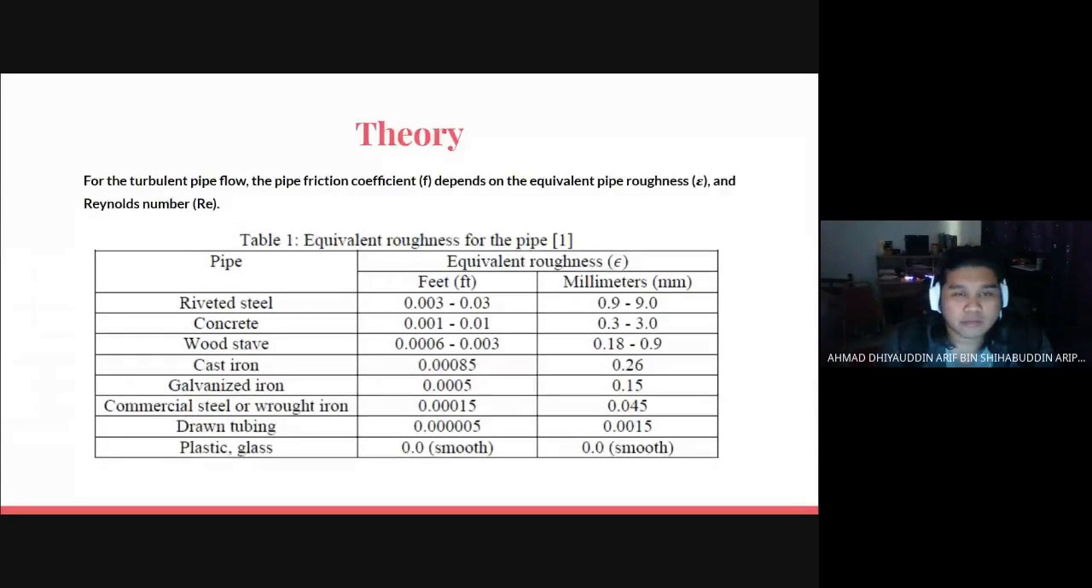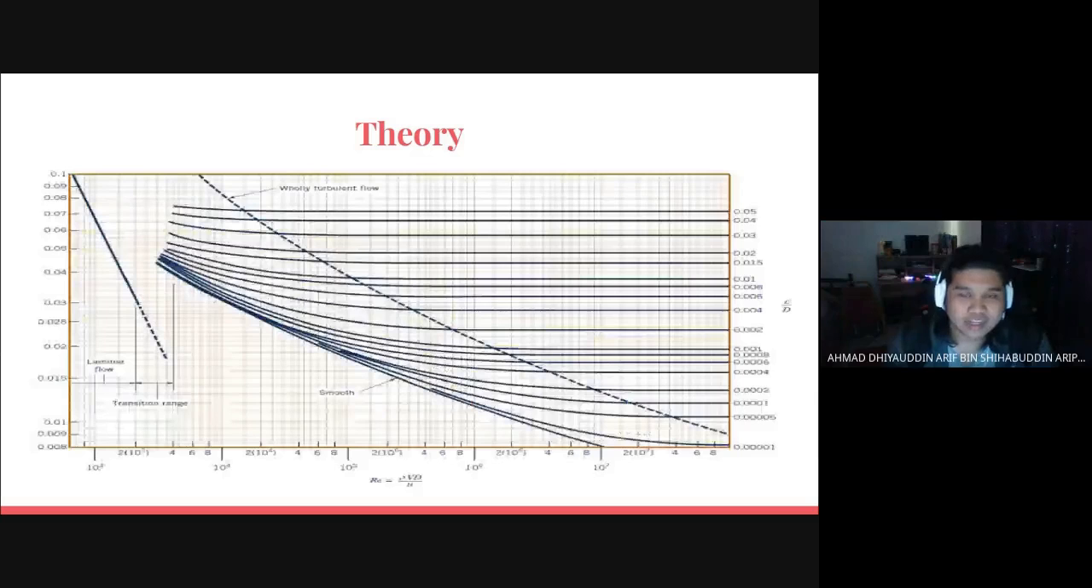For turbulent pipe flow, the pipe friction coefficient depends on the equivalent pipe roughness and the Reynolds number. The equivalent pipe roughness, epsilon, can be seen in Table 1, which is given in feet and millimeters. This is what we call the Moody chart, with which we can later determine the coefficient of friction. We will need the absolute roughness over our diameter, and we will also need a Reynolds number.